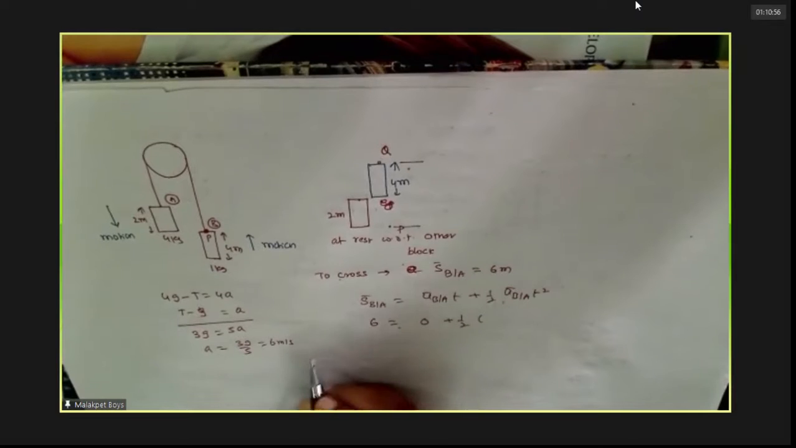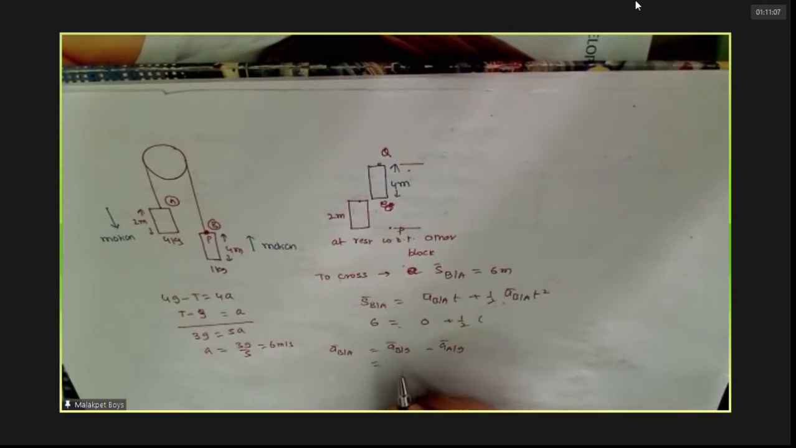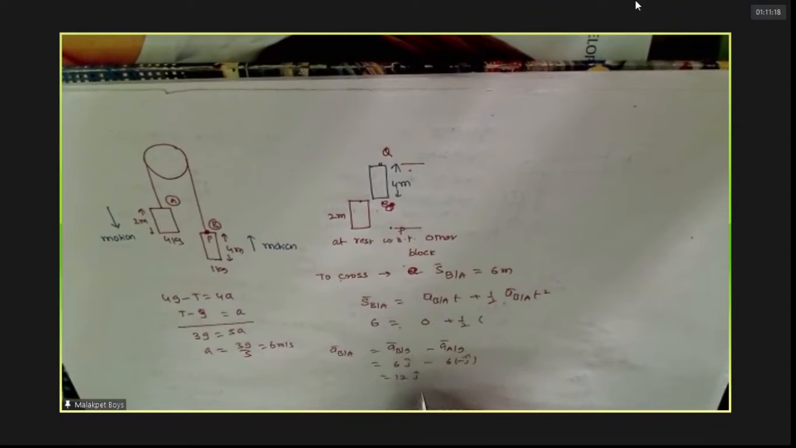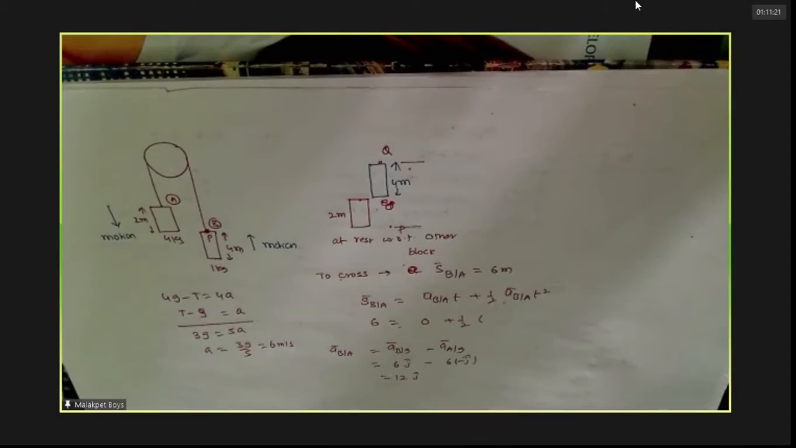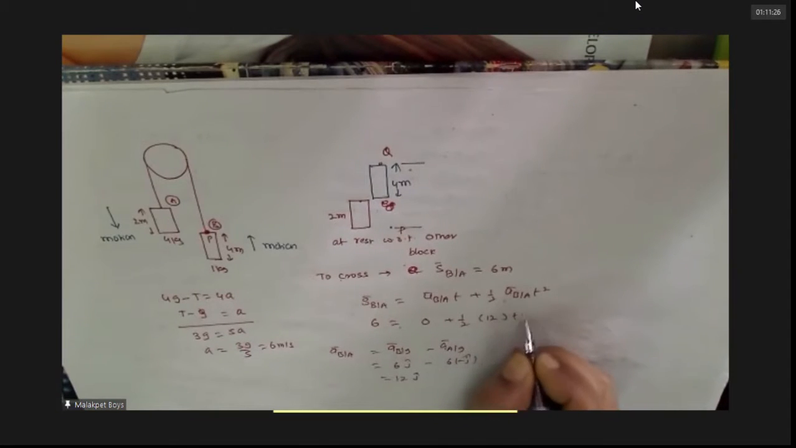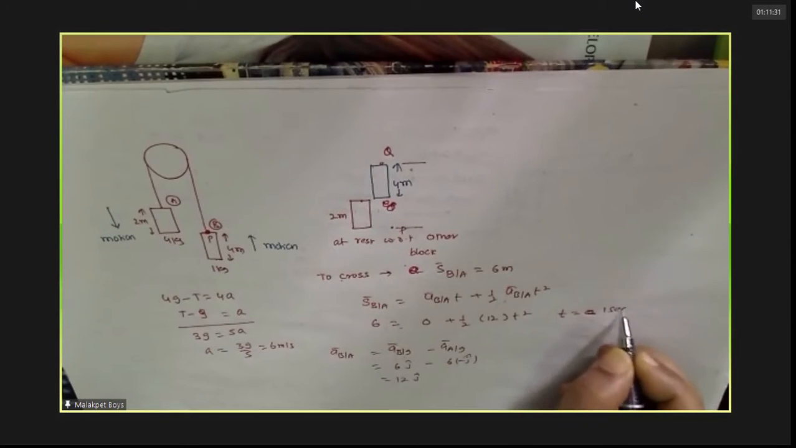See, when one comes down, what is the acceleration of A with respect to B? Acceleration of B with respect to ground minus acceleration of A with respect to ground. B with respect to ground is how much? This is A up 6 upward now. This is 6 downwards. So that means 12 j. Do you agree with this or not? That is, this is also 12 upwards. T square. Find T, that's all. What is the answer? 1 second. This is the answer.